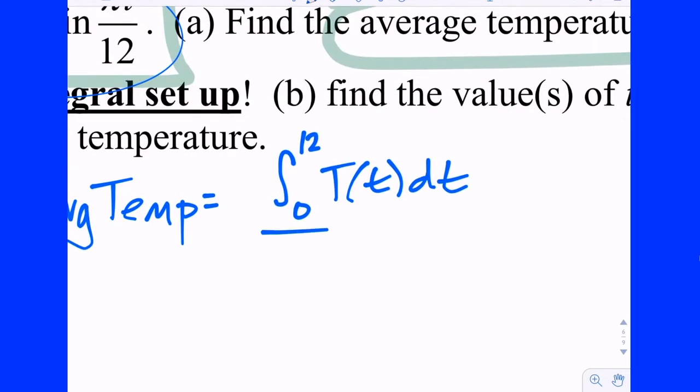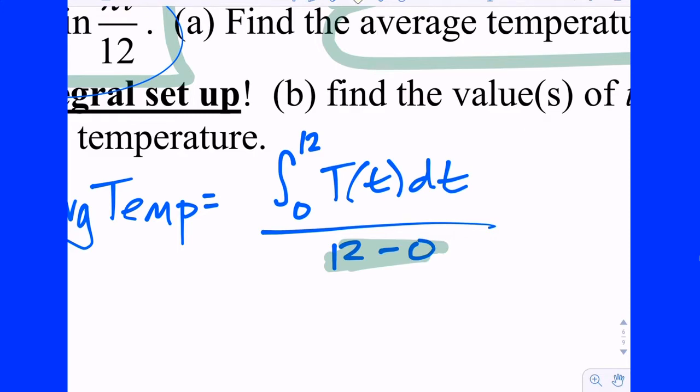So there's the integral divided by the width, right? Which would be 12 minus 0. And just like in your difference quotient for your setup point, you need to show the difference in the denominator. So it's almost like the difference quotient, which would give you the average rate of change.